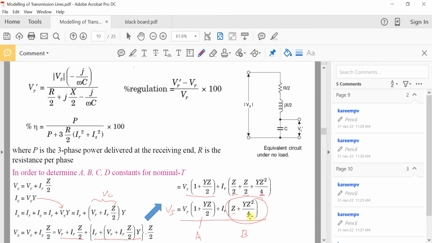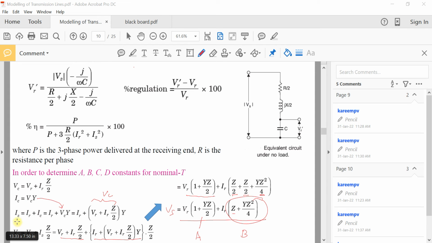Now you have to find C and D. But in order to evaluate C and D, you have to express IS in terms of IR and VR. And here you have an expression for IS in terms of IR and VR. So from here, the coefficient of VR will be Y. The expression will be VR into Y, and the coefficient of IR will be 1 plus ZY by 2.